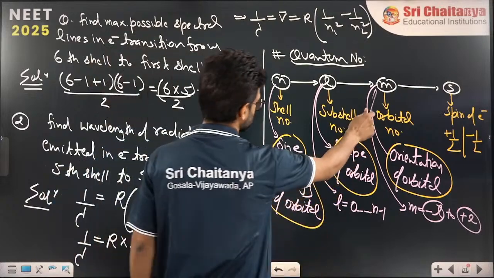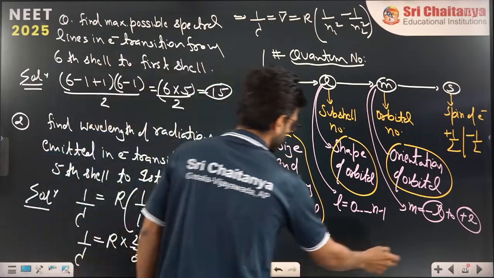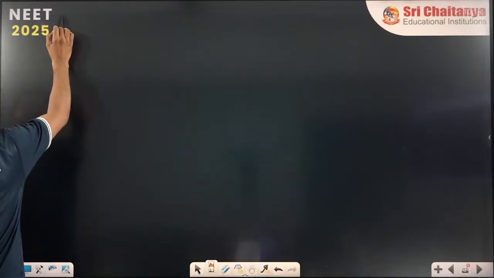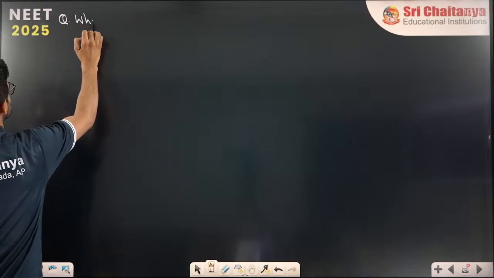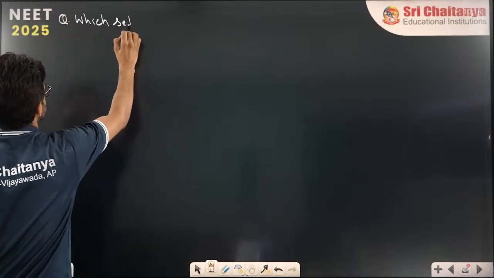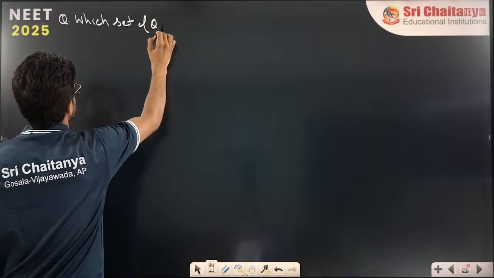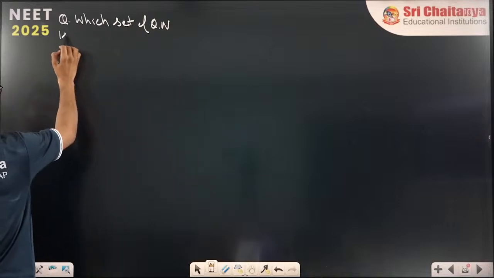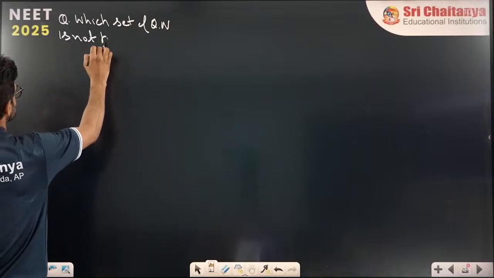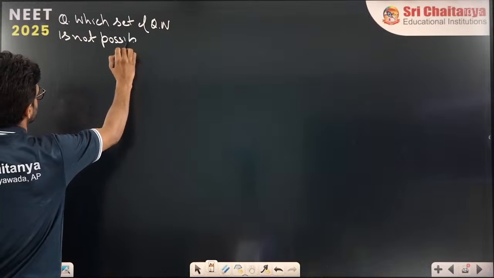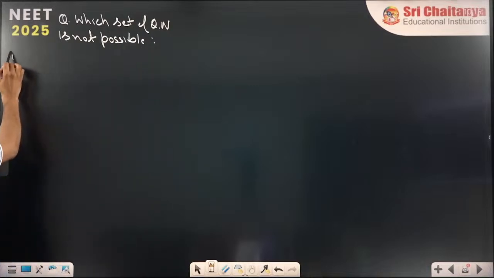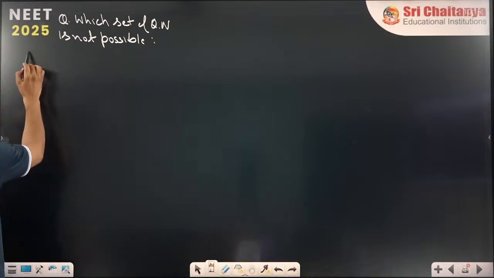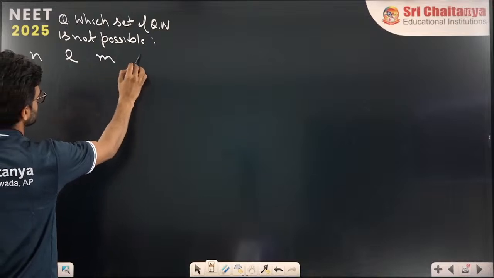This will give us that information, right? The next thing is a very important expected question: which set of quantum numbers is not possible? So we can say this is n here, this is l here, this is m here, this is s.